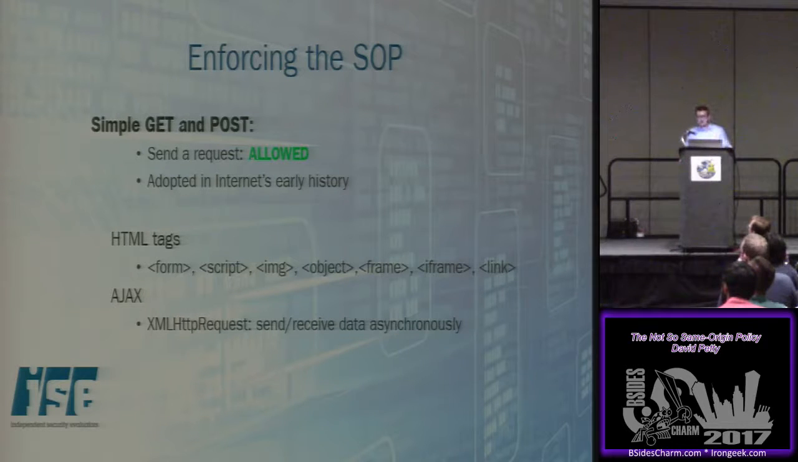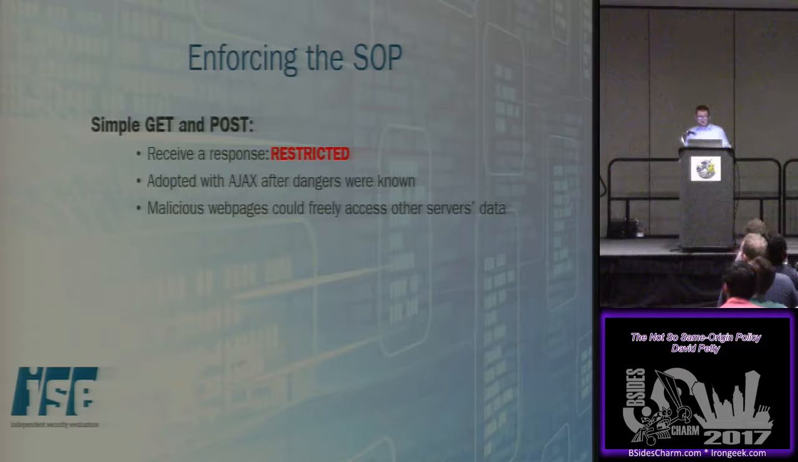And then Ajax is really important because this allowed us to send and receive data asynchronously through the XMLHttpRequest. Okay, and like I said, for a simple GET and POST request sent cross-origin, by default the response will be restricted. This is because it was adopted after Ajax, and we knew the dangers by then.